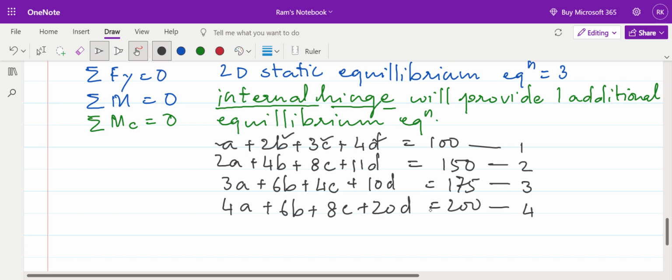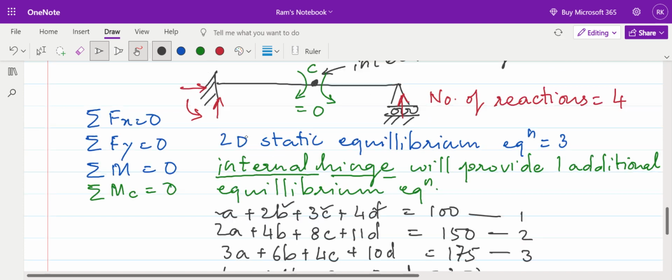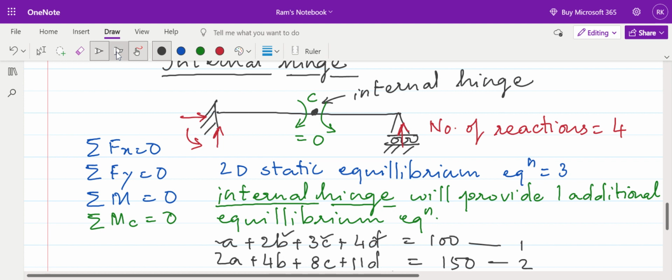We know whenever the number of unknowns matches the number of equations, the structure becomes determinate. Same is the case here. The number of unknowns, the number of reactions in this case, is 4.